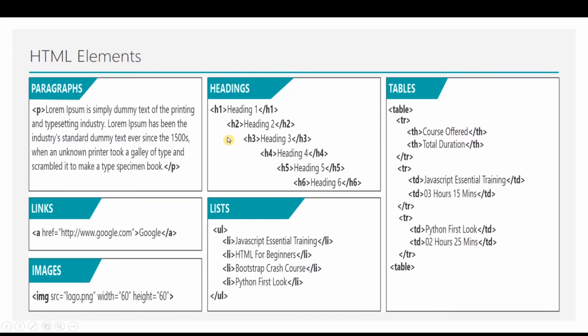The next element we would like to discuss is the heading element. HTML provides us with six levels of headings, starting from H1 up until H6, and these elements are used to wrap headlines based on their level of importance on the page.